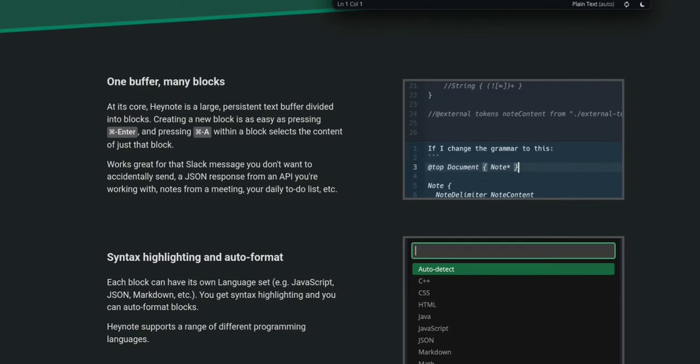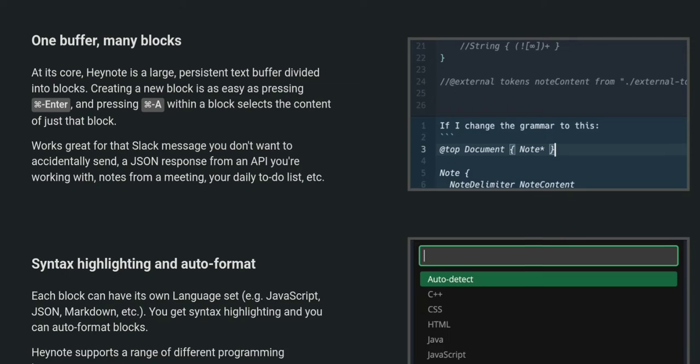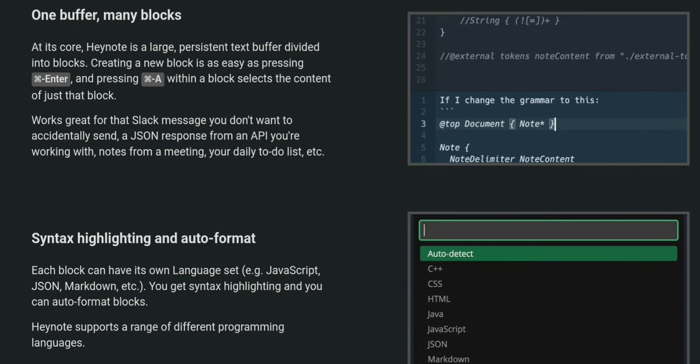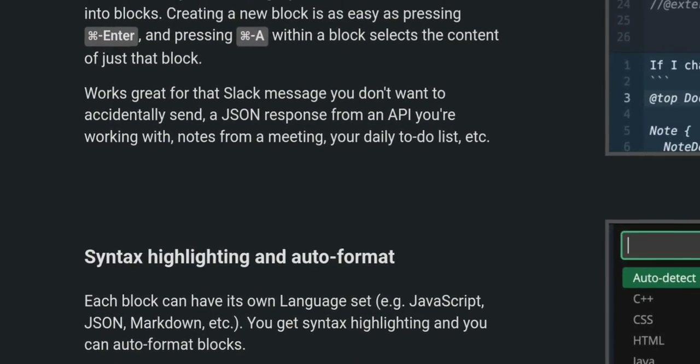So let's see. First, it's on GitHub, and it looks like it's currently free. I estimate this kind of application would be a paid one in the future, but right now it's open source. Let's read this. One buffer, many blocks. At its core, Heynote is a large persistent text editor divided into blocks. Creating a new block is as easy as pressing Command Enter, and pressing Command A within a block selects the content of the block.